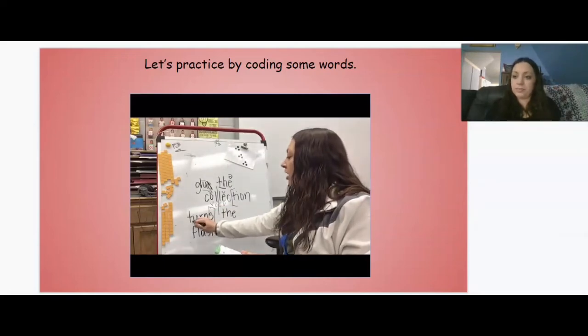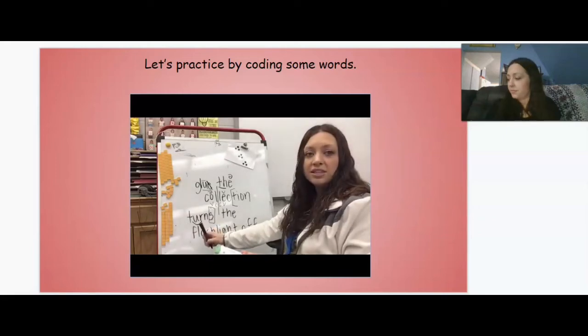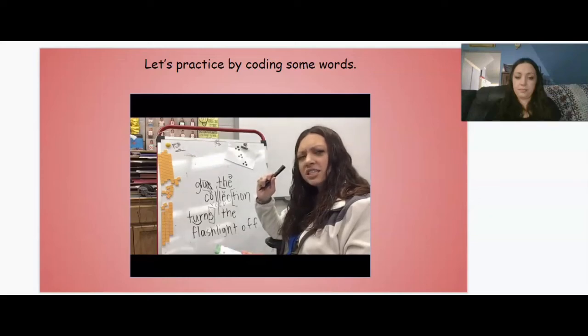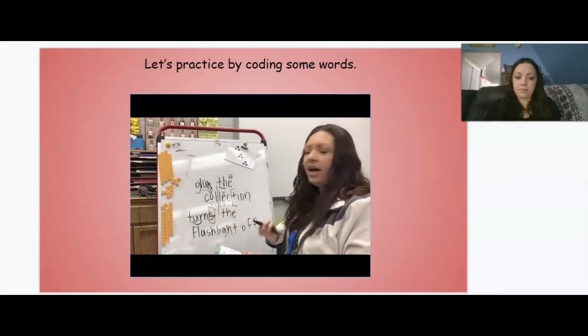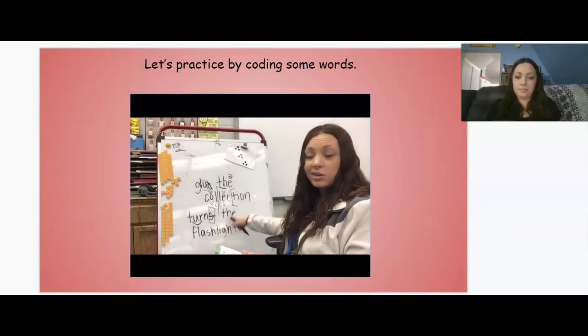I've got that UR letter combination, so I need to hook them together. So, earns, turns, very good. And listen to that S, turns. It sounds like a Z, so I'm going to go ahead and put that line through it too. Turns. And then we just coded this word right up here.